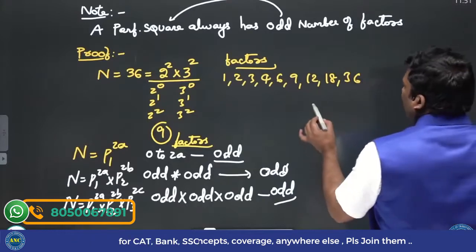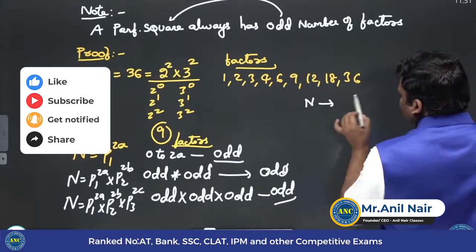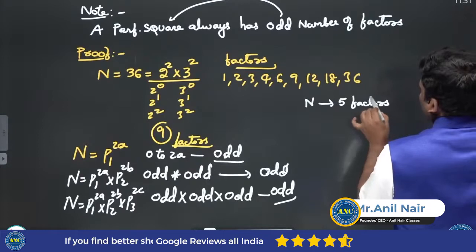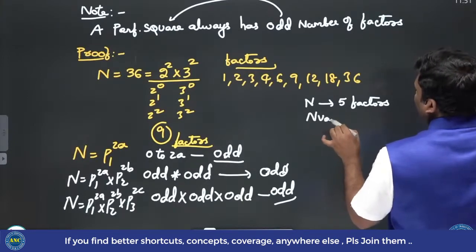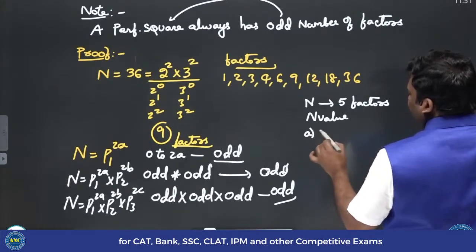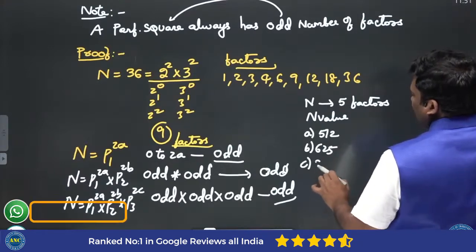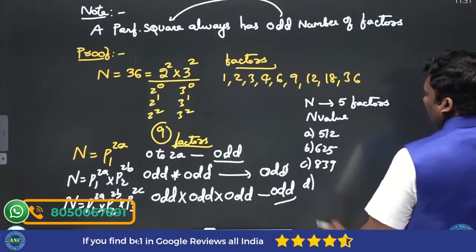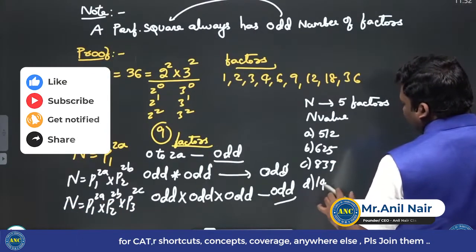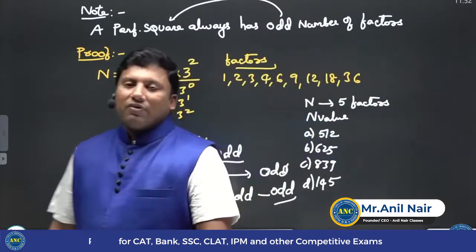Odd. Suppose the question is: n has, for example, 5 factors. What is the value of n? The options are 512, 625, 839, and 145. If a number has 5 factors, what will be the value of n?